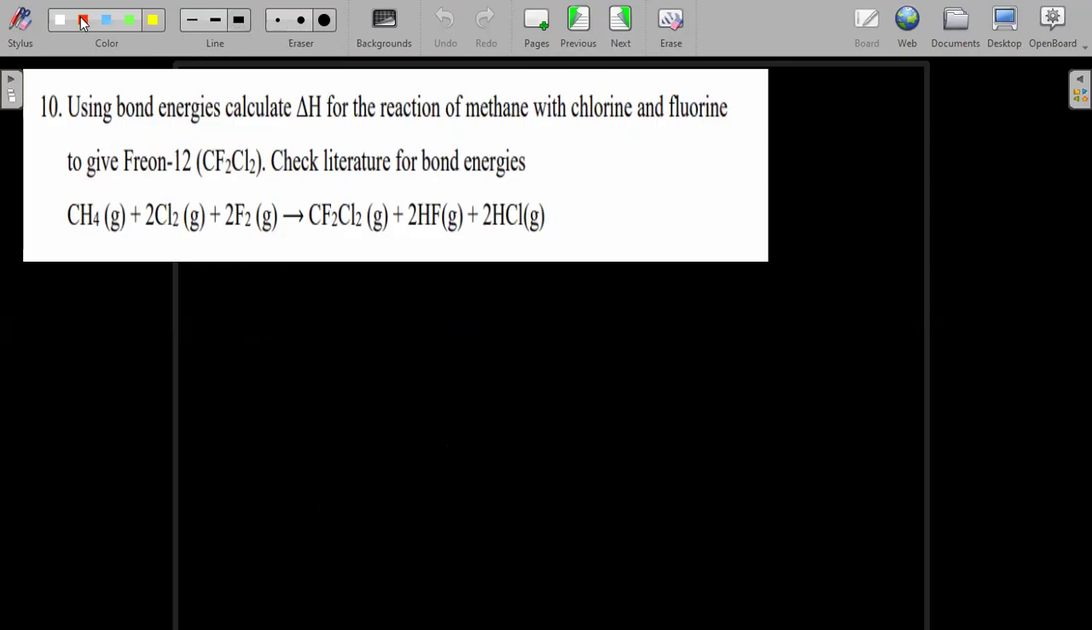All right, so question 10, they're saying use the bond energies to calculate the change in enthalpy for the reaction of methane with chlorine and fluorine there, to give freon. Okay, so freon 12 is just this compound here that is given by CF2Cl2. Check the literature for the bond energies. So you can check your Zoom there. At the end there, you find the bond energies.